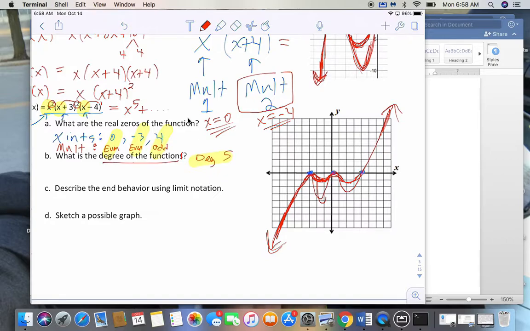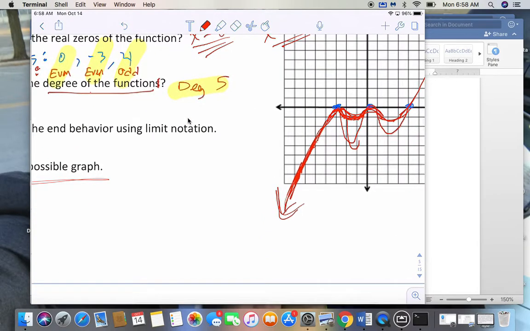Okay, describe the end behavior using limit notation. Now we have the graph over here on the right-hand side. Limit notation is one of our new skills you've got to be really on top of. So the sketch, by the way, we checked off part D. We're done with that one. But let's do our limit notation on the end behavior.